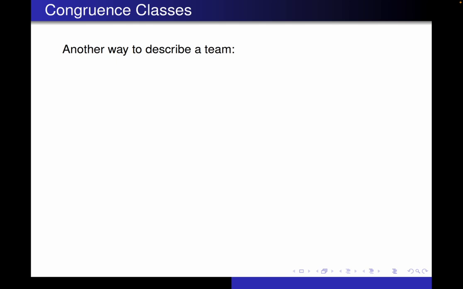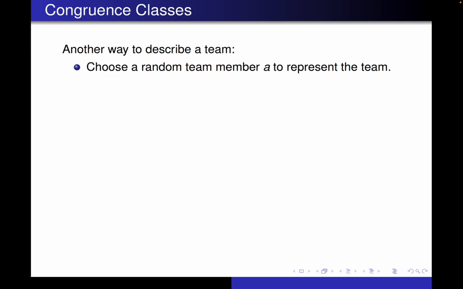That's a perfectly good way of describing it. It's mathematically precise, but there's another way you can describe it too, at least intuitively. We'll put some mathematical substance to that in a little bit. But one thing you can do is say, I'm going to choose a random team member to represent the team. You can think of a as being like the team captain. And it doesn't matter who you choose.